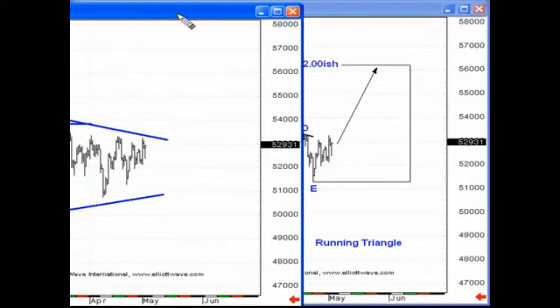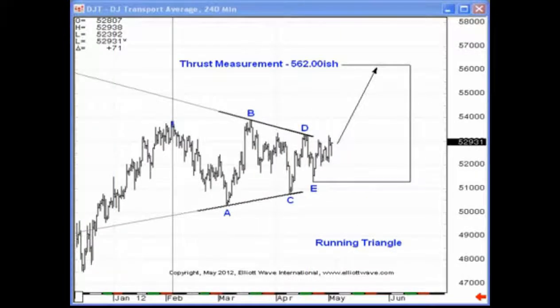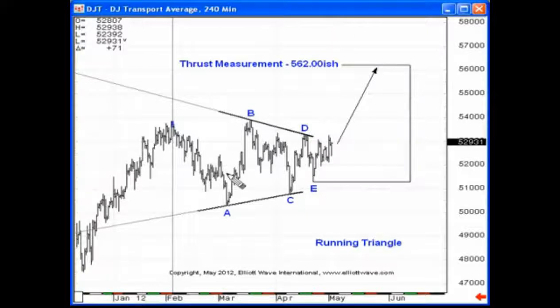So what we can do is slide the price chart over to the left, and what you'll see here is the actual interpretation of the labeling. Here's the origin of the move, waves A, B, C, D, and E. Because wave E is potentially done at last week's low right here, we can begin to formulate our thrust measurement technique. If you recall, that was simply taking the widest portion of the triangle and measuring it, in this instance, upward from the extreme of wave E.